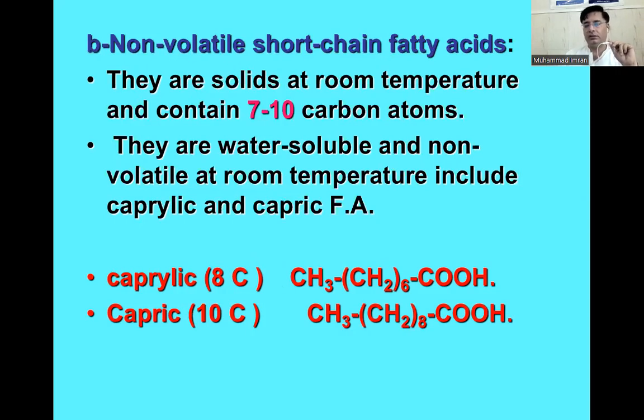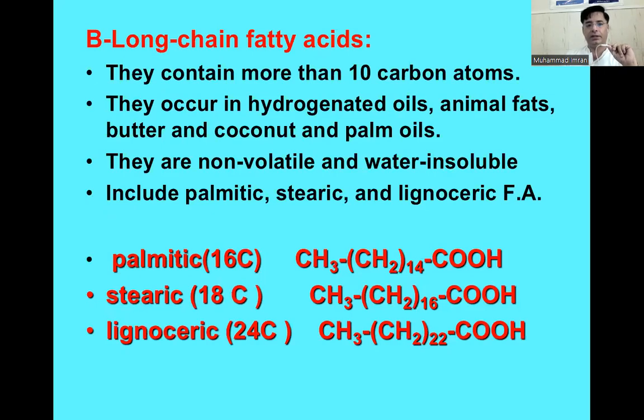Non-volatile ones do not produce vapor at room temperature. They are solid at room temperature and contain 7 to 10 carbon atoms. They are water soluble and non-volatile at room temperature: caprylic acid and capric acid. Caprylic acid is also known as octanoic acid because it contains 8 carbon atoms, and capric acid is also known as decanoic acid, meaning it contains 10 carbon atoms.